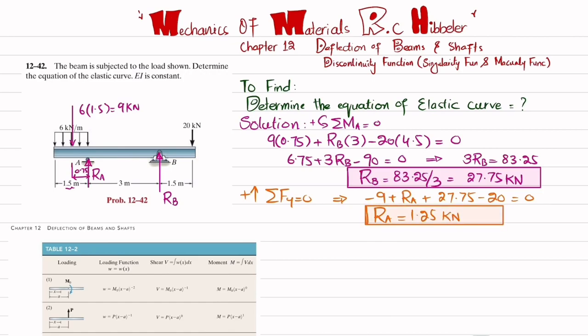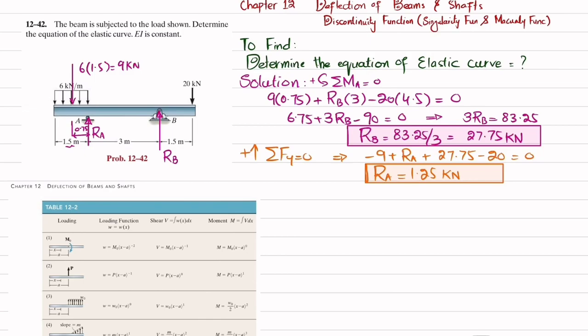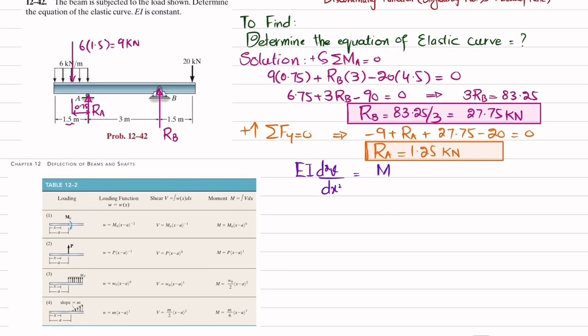Now you have RA and RB, so we'll find the equation of elastic curve, and you know that the equation of elastic curve can be obtained by using this formula, which is EI into d square V over dx square is equal to moment. Since we are applying Macaulay's method, you can see different scenarios. This is moment, this is for point load, this is for distributed load, and this is for triangular loads. And the moment equations are mentioned over here.